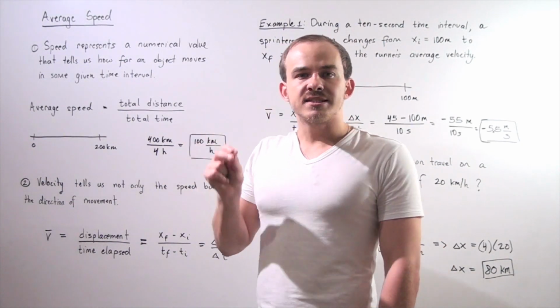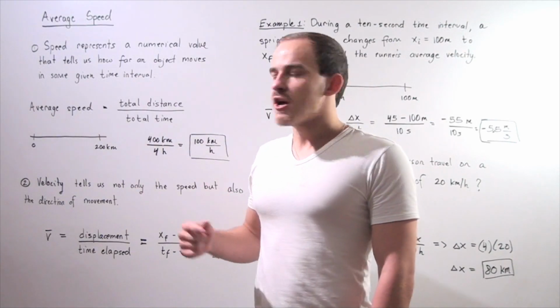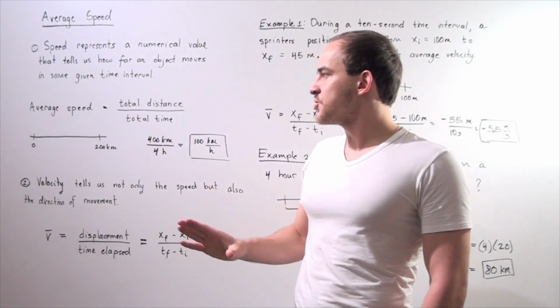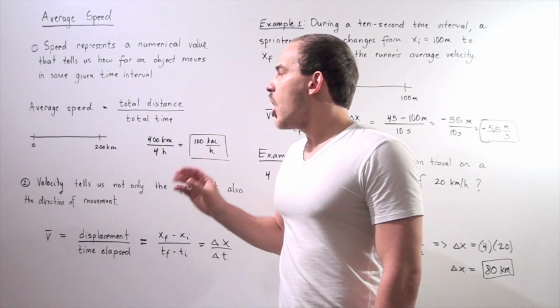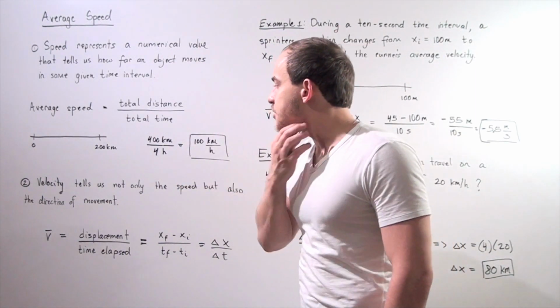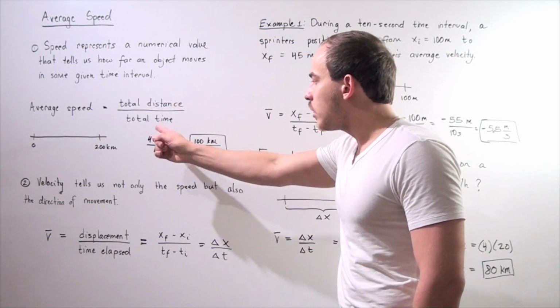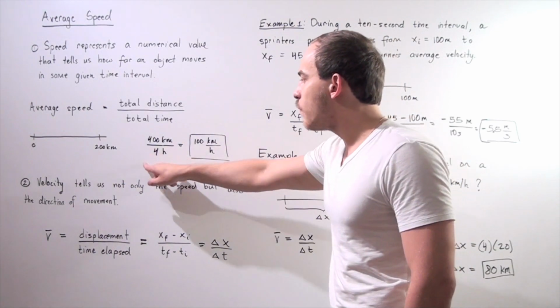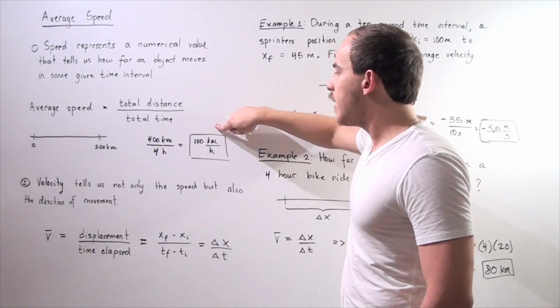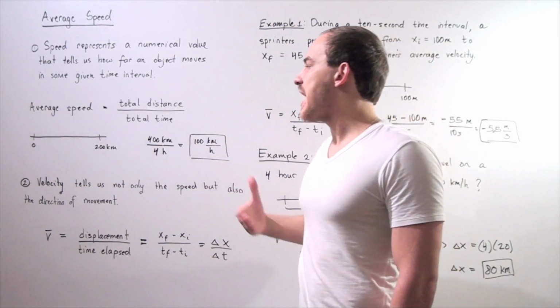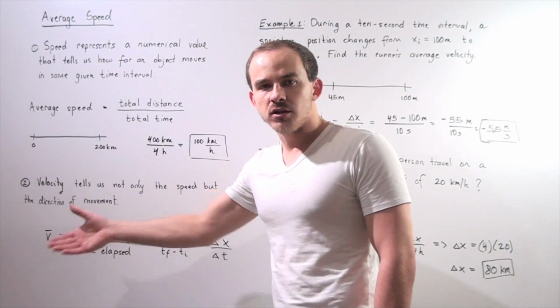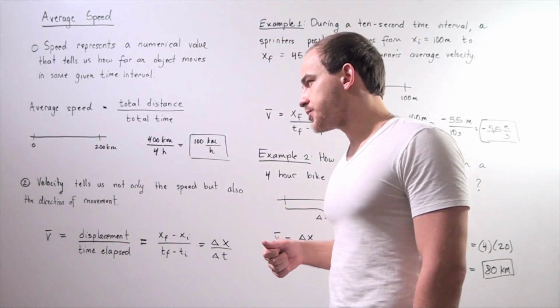Now, let's make the assumption that it took us 4 hours for the entire trip. So the average speed of our car was 400 kilometers divided by 4 hours, 100 kilometers per hour. So that means every hour the car traveled 100 kilometers.